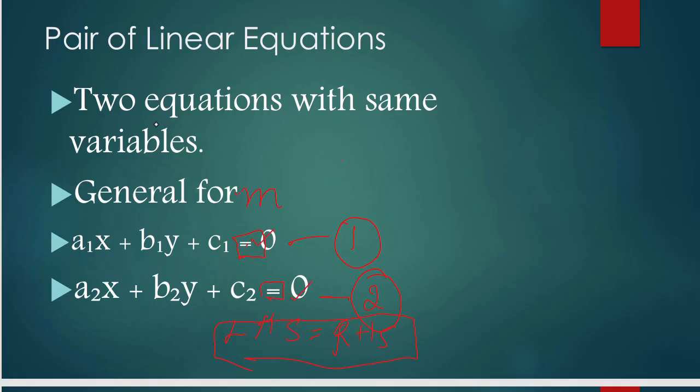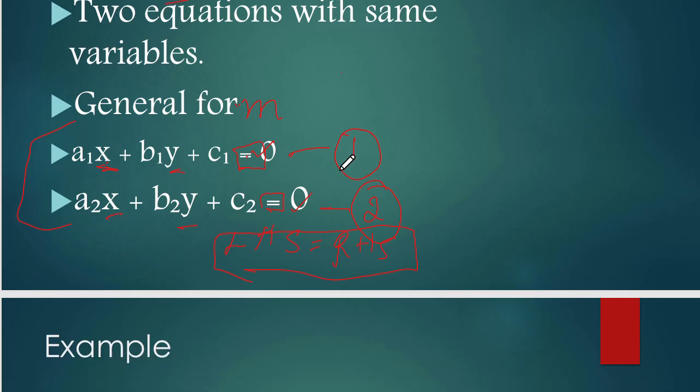Okay, so a pair of linear equations. Why do we call it a pair? Because two equations are there, and two equations with the same variables. Can you see the variables x, y and x, y? Got it? Let us move to the next one.